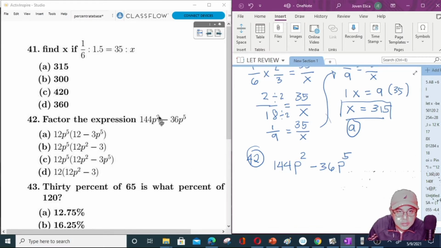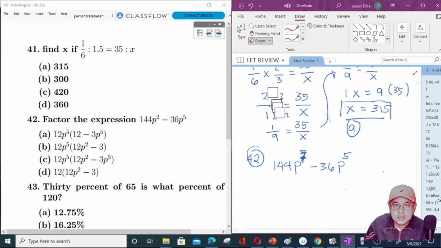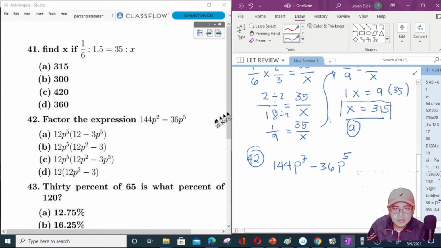No. Sorry, this is a typographical error. In the original, this is supposed to be 7. Okay, so that is p raised to 7. This one should be 7, not squared. Because based on the choices, if this is 2, we cannot get the correct answer. So that is a correction. It should be p raised to 7.